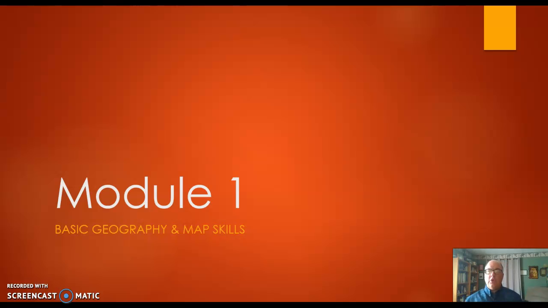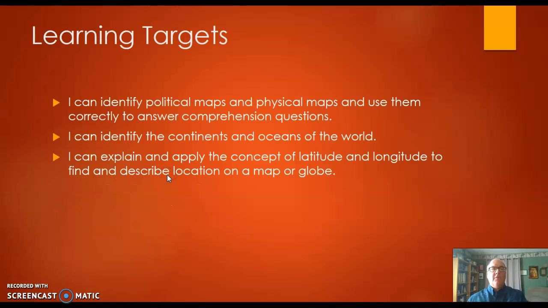Okay, so at this point you have finished all three parts of Module 1, Basic Geography and Map Skills. Things that you have looked at are learning targets. I can identify political maps and physical maps and use them correctly to answer comprehension questions. I can identify the continents and oceans of the world. And I can explain and apply the concept of latitude and longitude to find and describe location on a map or a globe.